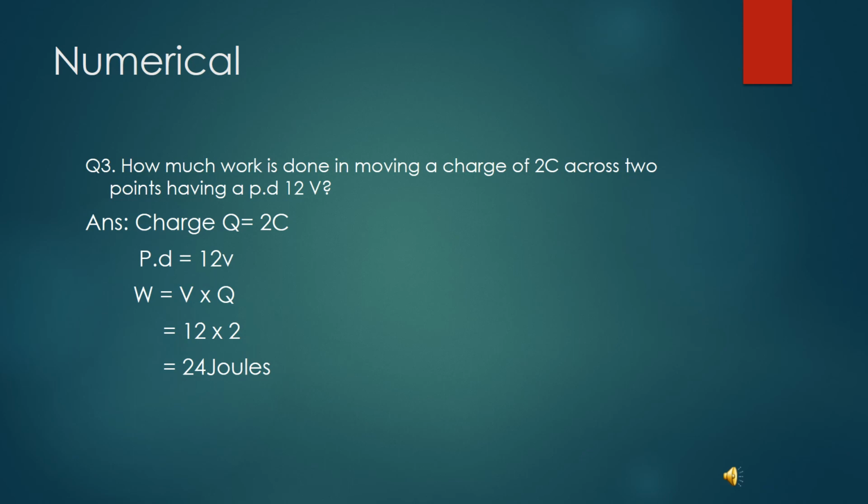Sum number 3. How much work is done in moving a charge of 2 coulomb across 2 points having a potential difference? PD stands for potential difference. All the time we do not need to write potential difference. We can even write P full stop D. PD is 12 volt. Now again remember the formula W is equal to V into Q. So what is the value of V? V is 12. What is the value of Q? It's 2. So 12 into 2, it is 24 joules.